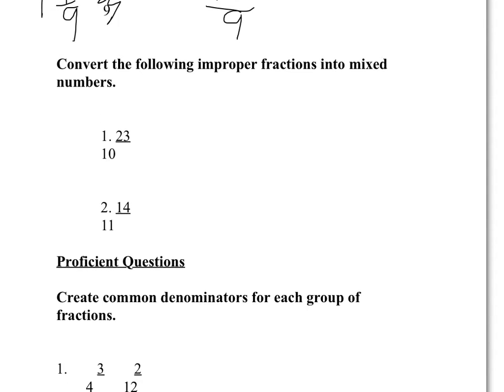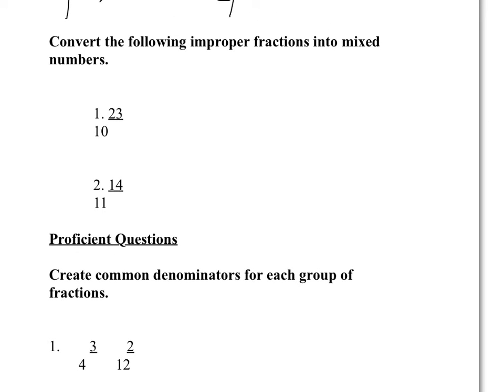Alright, next we're going to convert the following improper fractions into mixed numbers. 23/10 turns into 2 3/10. And 14/11 turns into 1 3/11. No problems there, I hope. Okay, moving on to the next questions.